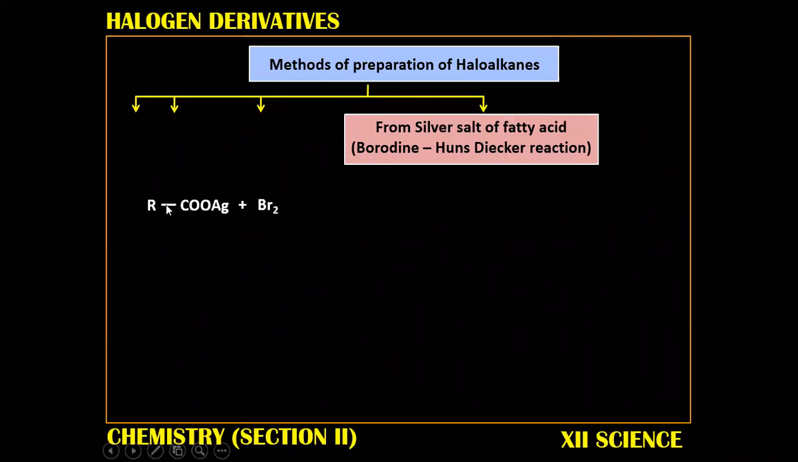Here we take silver salt of acid and react it with bromine in presence of carbon tetrachloride. We get alkyl bromide. R will go with Br, Ag will go with Br, and carbon dioxide escapes. So when silver salt of acid reacts with bromine, we get alkyl bromide, carbon dioxide, and silver bromide. Only CET students will write this. HSC students will not write this.